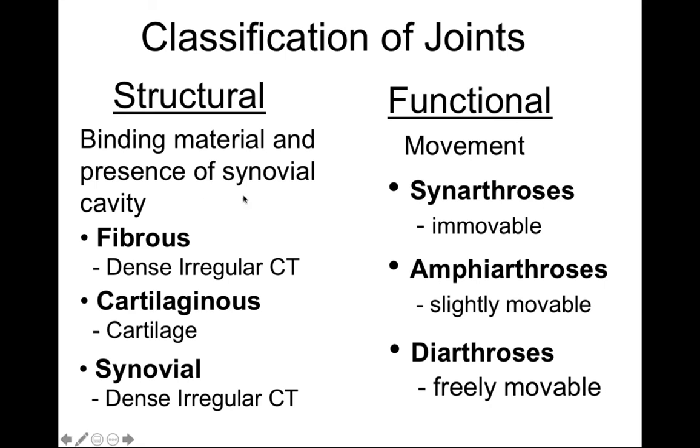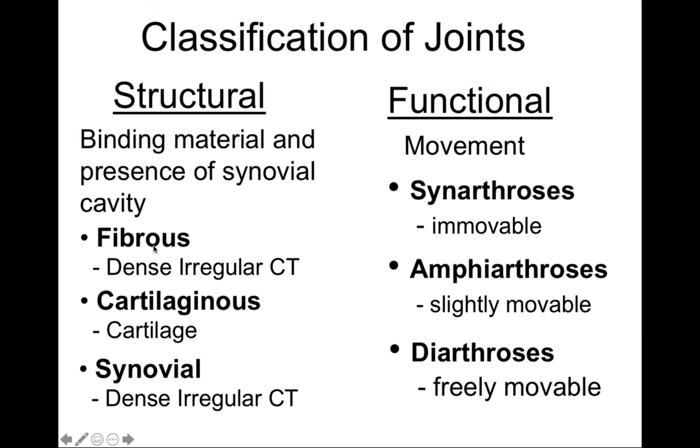So we'll first ask the question, which of these three types of structural joints have a synovial cavity? And the answer to that is that the synovial joints will have a synovial cavity. And in fact, synovial joints will be the only type of joint that will have a synovial cavity. We also must remember to include the binding material to our joints, so synovial joints will have a nice, dense, irregular connective tissue that holds the joint together. It is this dense, irregular connective tissue that makes up the walls of the synovial cavity.